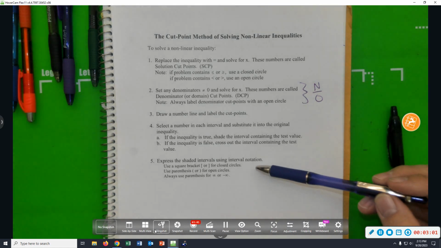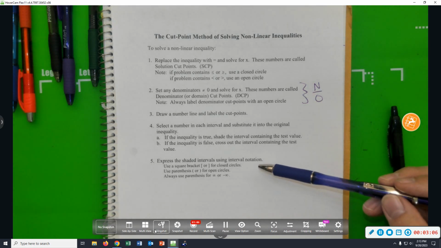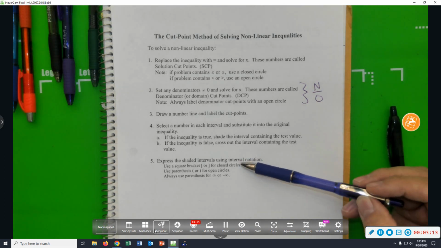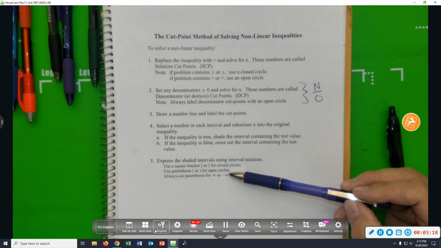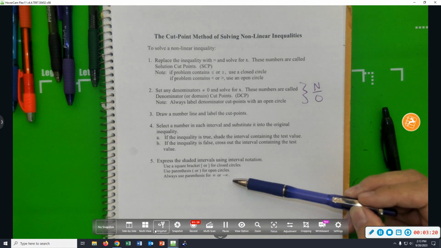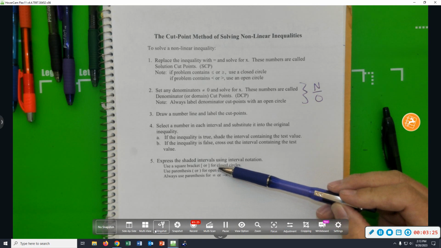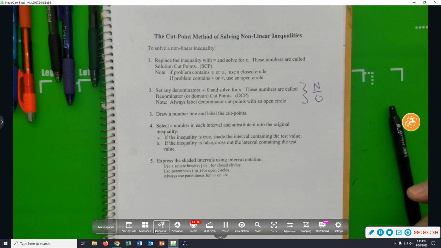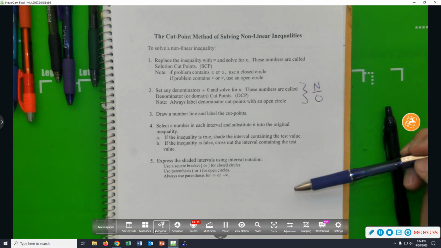And finally, this is what we reviewed at the end of class last time. You're going to wind up with a number line with a series of shaded intervals. You have to express the shaded interval using interval notation. Remember, you use square brackets for closed circles and parentheses for open circles. You also use parentheses for infinities or negative infinities. The only time you'll use a square bracket in interval notation is if you have a closed circle on the number line.